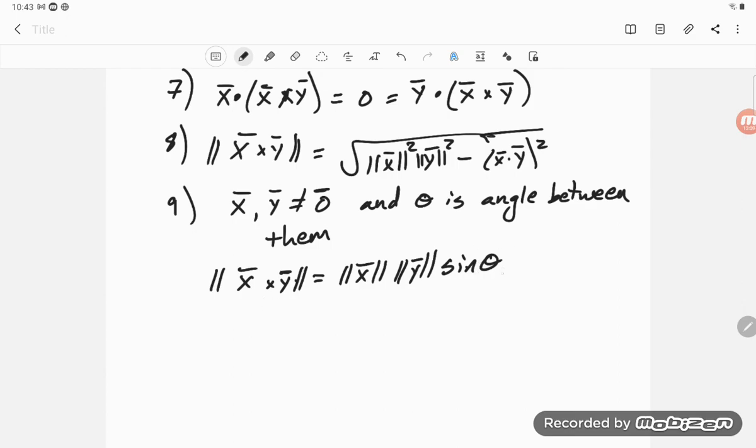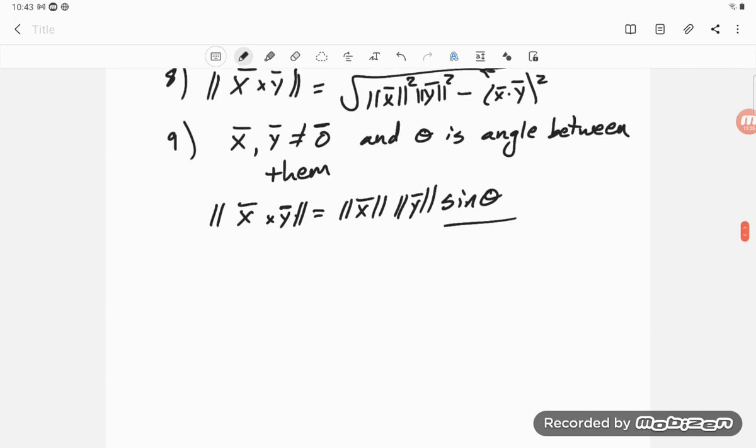We're fine with not putting absolute values on the sine of theta, because we'll always take theta, as far as the angle between the two vectors, as a positive angle, right? We wouldn't talk about a negative angle between them. I suppose there could be times when you would, in which case you would need an absolute value on there. Okay.